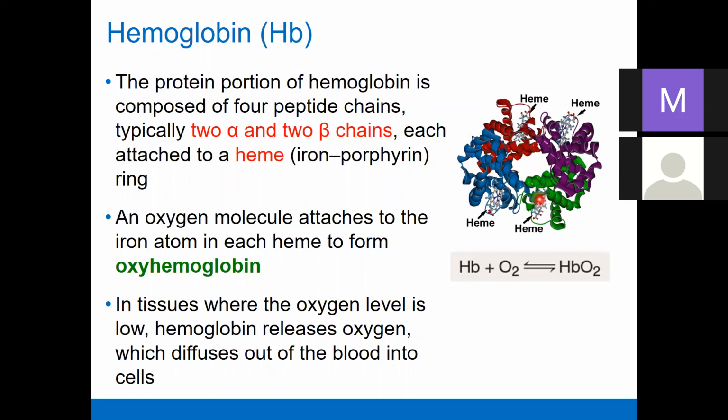Hemoglobin is a protein composed of 4 peptide chains. In adult people, these peptide chains are typically 2 alpha and 2 beta chains, and each subunit has a heme attached to it, as you see here. There is an iron molecule in each heme, which binds oxygen and carries it to our body cells.